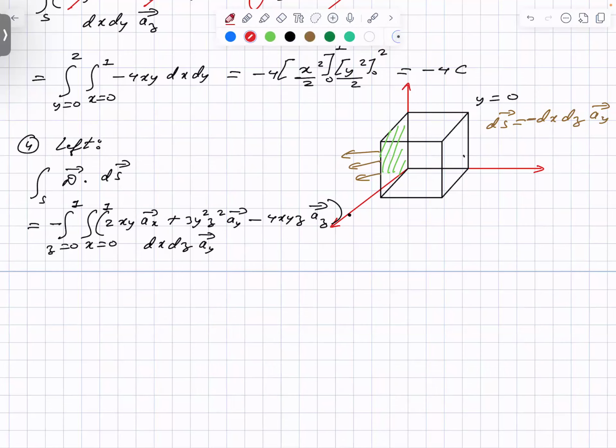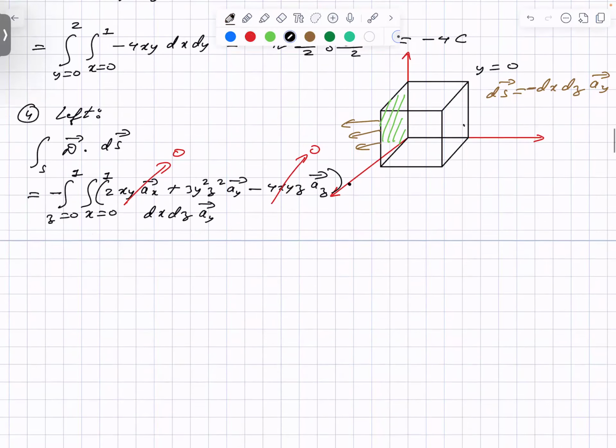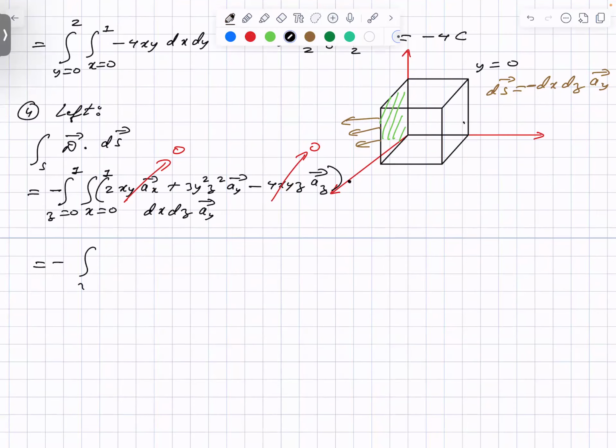So what we know is that this will eventually be 0. This will also be canceled. So the only term that we have is 3y squared z squared dx dz. But we're considering the left surface where y is going to be 0. So the whole thing is going to be 0. That is the left surface.